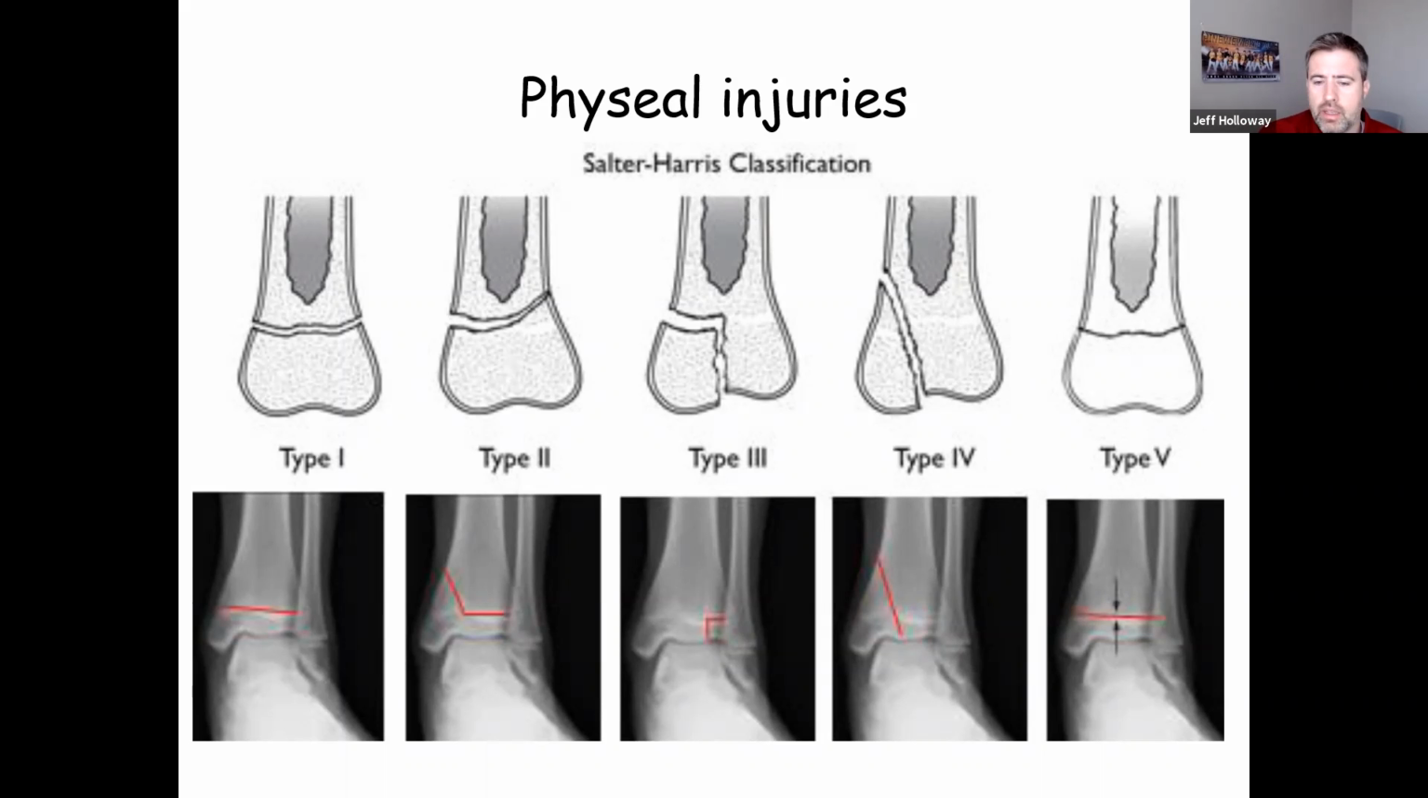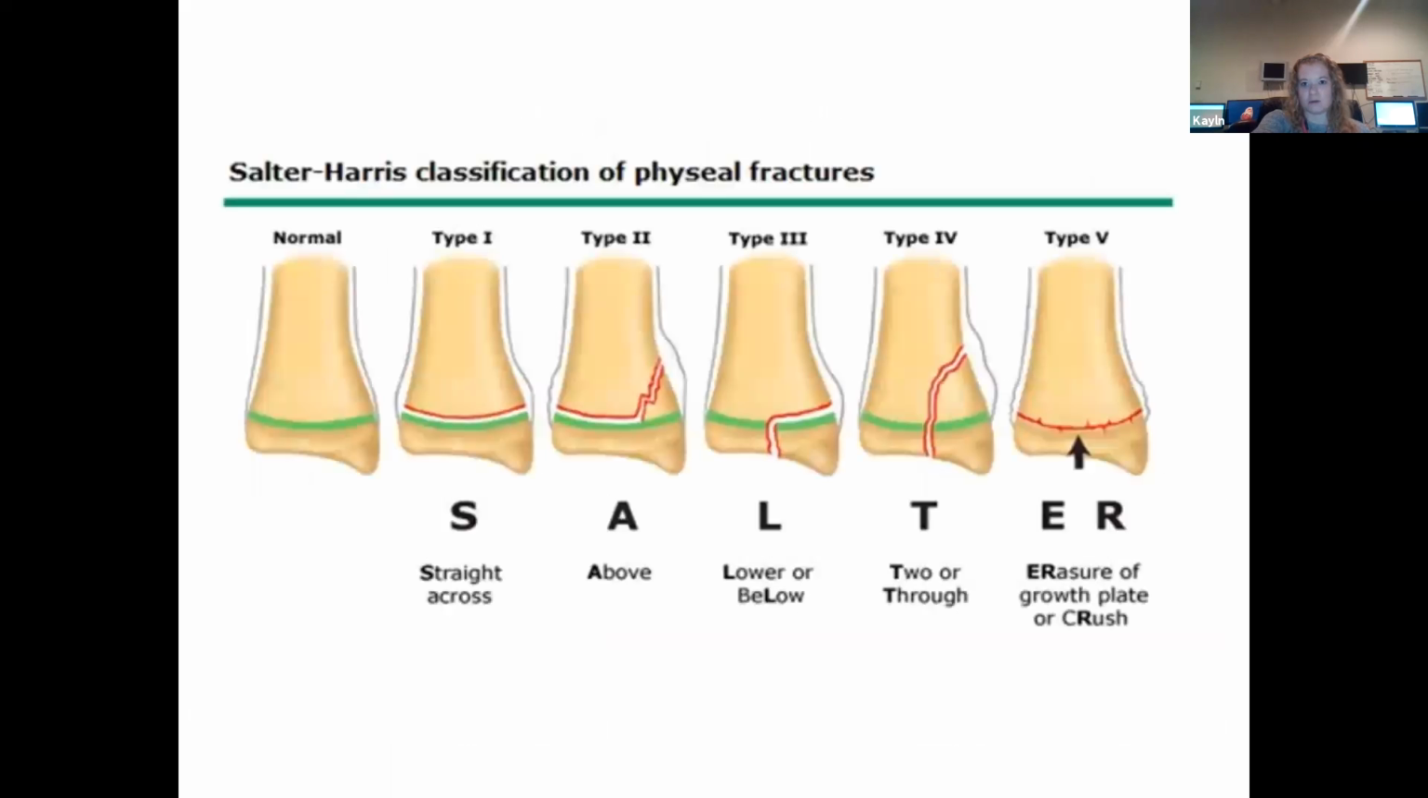So on the test, a lot of times I'll talk about type 1 fractures. Understanding the difference between type 5 and 1 is more the crush versus just straight through. Does anyone remember the way to remember the different types? The mnemonic? It's SALTER. S stands for straight through, essentially. A is above, L is below, T is through, and then ER is erase or crush.